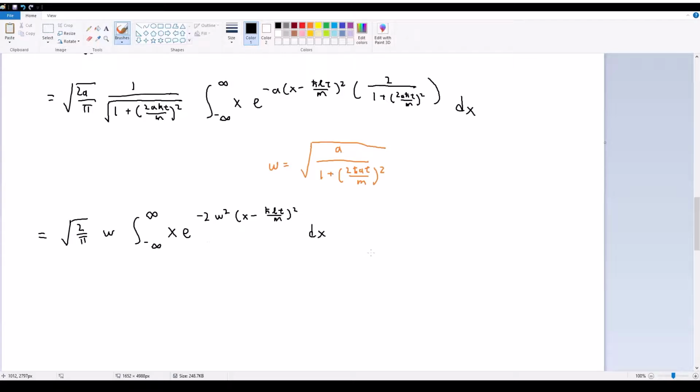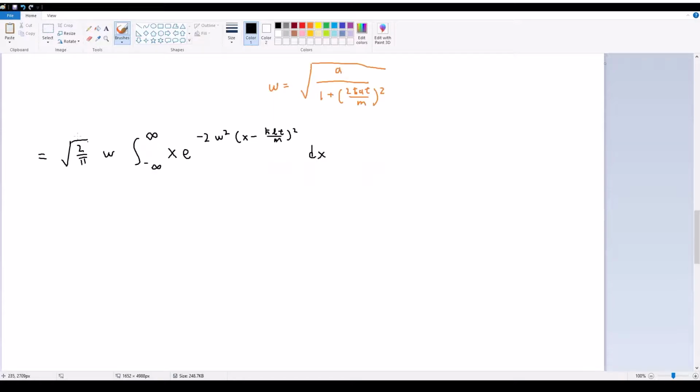I might be able to do a variable substitution, but there is a time dependency here. So no, it looks like I won't be able to do a variable substitution. I'm just going to have to straight up use the really painful method of completing the square. So if I expand this out fully, this is going to give me square root of 2 over pi times omega times the integral from negative infinity to infinity, x e to the negative 2 omega squared multiplied by x squared, let's see, minus 2x h bar lt over m plus h bar lt over m squared dx. I can move out some constants here. So let's see.